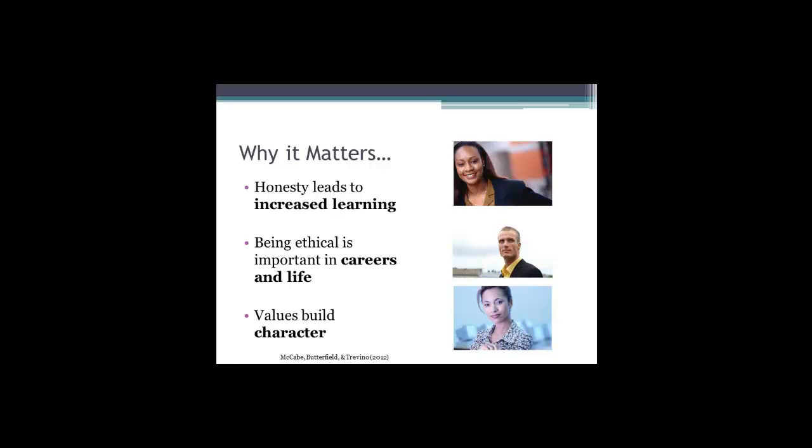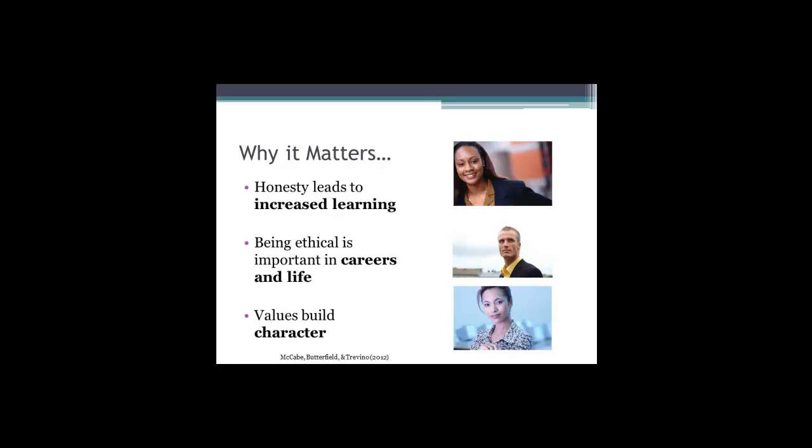As you can see here, being ethical is really important in all aspects of life, but employers are particularly looking for their employees to have a strong ethical foundation, to really be honest and responsible and make good decisions. And it builds character. I mean, think about it. Who do you want to be?